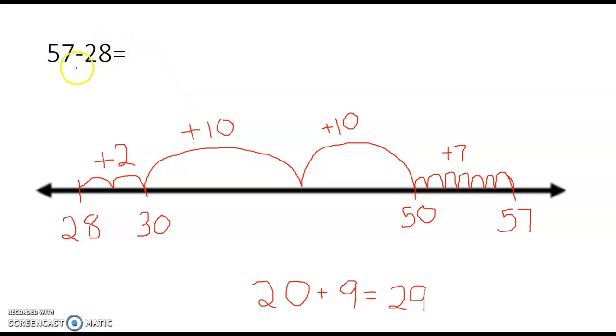So 57 minus 28 is 29. Or 28 plus 29 equals 57. Thinking about the different operations.